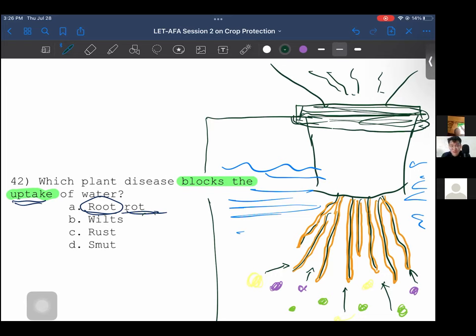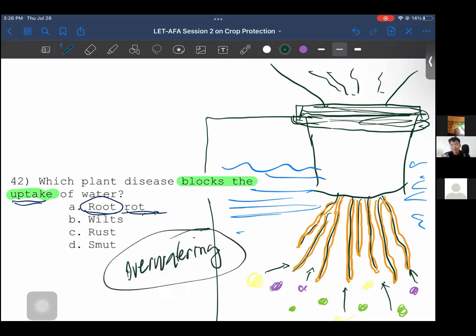Pero kapag nasa soil kayo, hindi mo pwedeng bubungkalin lahat ng mga halaman mo sa farm, di ba? So, hindi naman practical yun. Mahirap mangyari to kapag sa soil and mahirap siya i-control. Kaya dapat malinis ang field, hindi kayo nag-overwater. Kapag sobrang daming tubig, kapag hindi maganda ang drainage ng soil, root rot ang nangyayari. So, ang pinaka-cause ng root rot is overwatering.